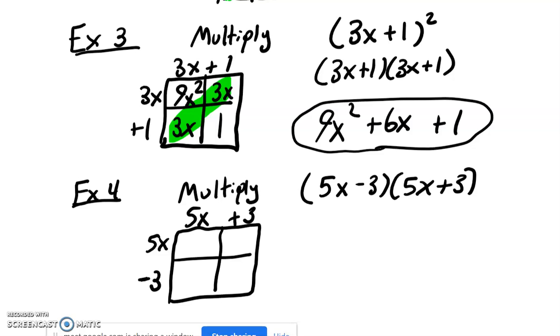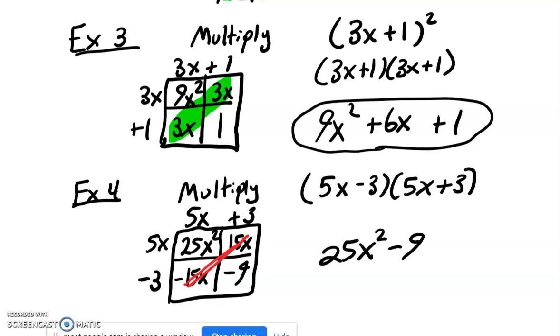okay, 5x times 5x is 25x squared. 5x times 3 is 15x. But now it's 5x times negative 3, which is negative 15x, and 3 times negative 3 is negative 9. So this time, negative 15x and 15x cancel out on the diagonal. So my answer is just 25x squared minus 9. And that's the box method, in essence. Any questions on those last two examples, example 3 or example 4?